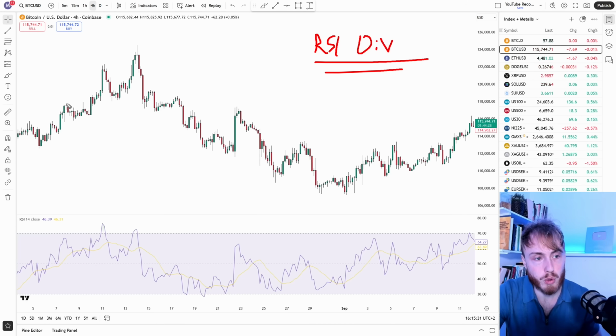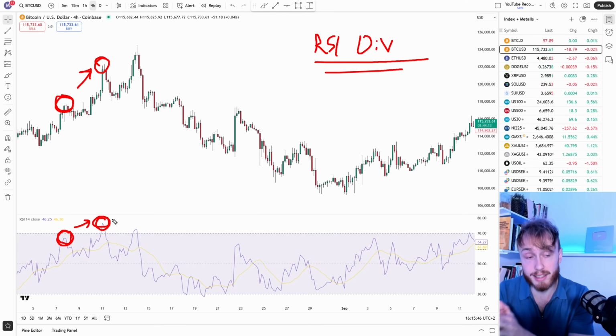So I want you all to focus on this high right here. You can see that we have one high right here, then we have a higher high. And if you look at the RSI, you can see that we have one high right here, and then we have a higher high. So in this case, the RSI and the price go in the same direction.